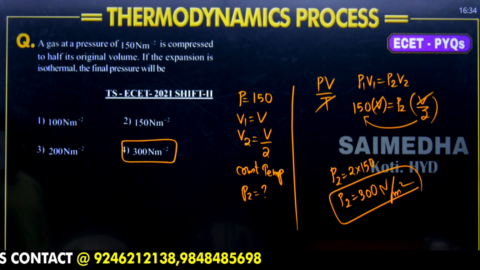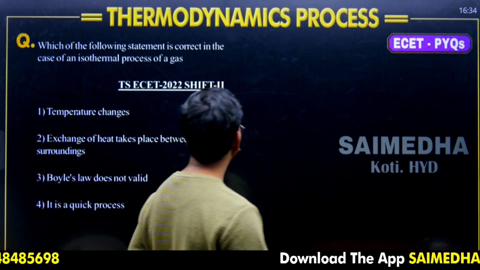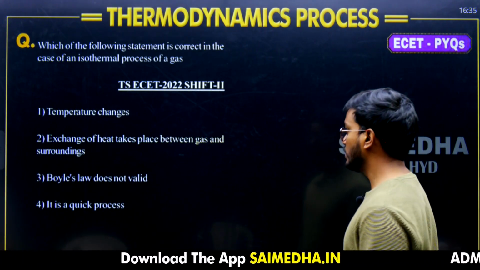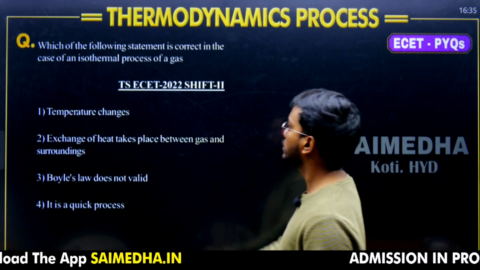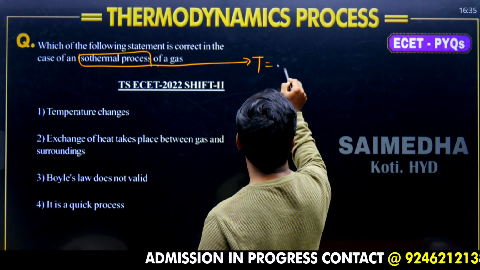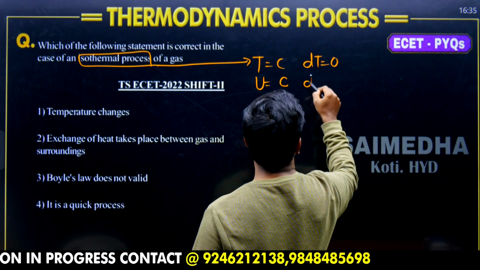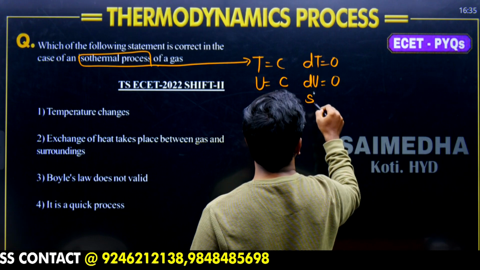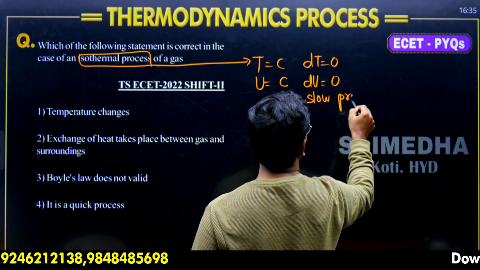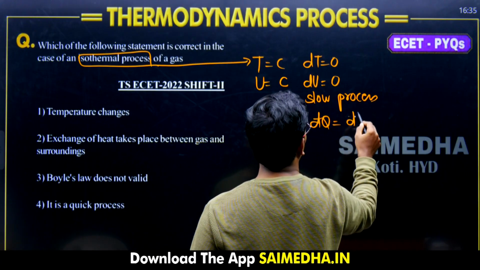Moving on to question number 11. Which of the following statements is correct in the case of an isothermal process? What is the meaning of isothermal? Temperature is constant, internal energy is constant, change in temperature is equal to 0, change in internal energy is equal to 0. This process is a very slow process. Heat transfer will be converted into what? Work transfer.